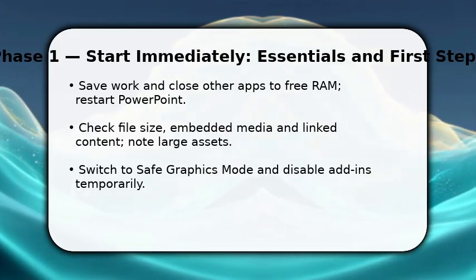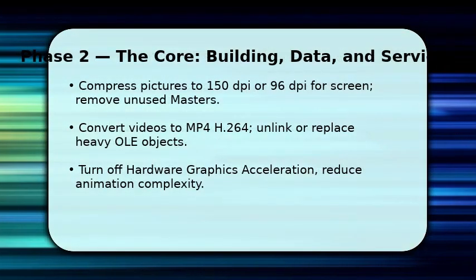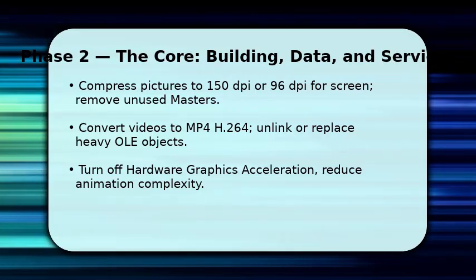Now focus on reducing what PowerPoint must render. Compress images to 150 dpi or lower for screen use and remove unused slide masters. This cuts file bloat. Convert embedded video to MP4 H.264 for better playback, or link large media externally.